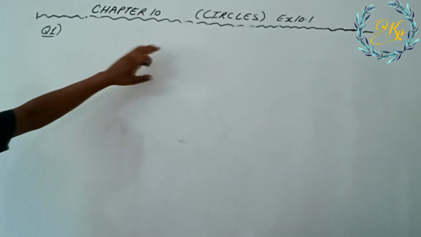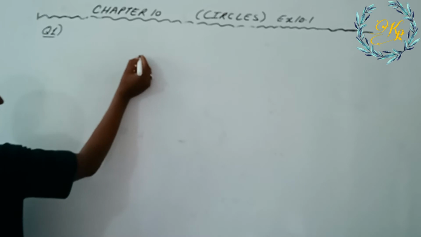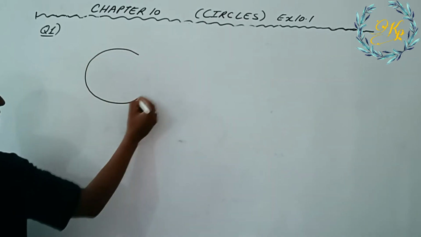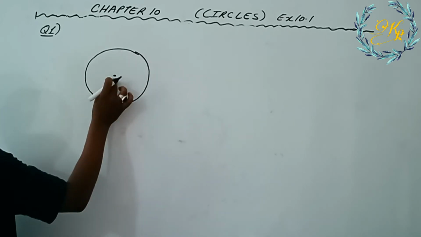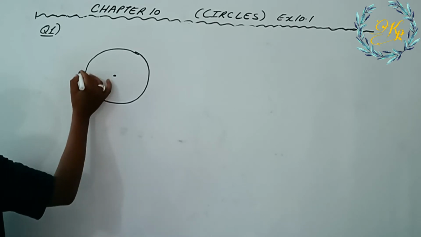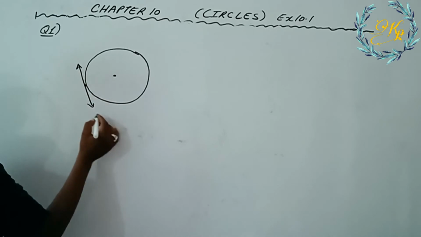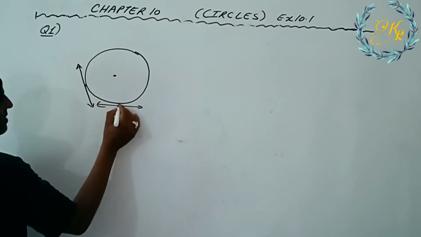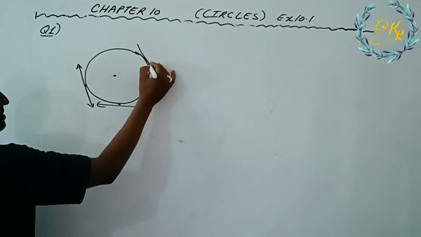Alright, let's begin exercise 10.1. Look at the first question. The first question asks, how many tangents can a circle have? So I already explained you this concept, that first of all, a circle is the set of all the points equidistant from a fixed point. Now when we talk about tangents, we know that a tangent and a circle has only one point of contact. So you can see here, there can be infinitely many tangents to a circle.